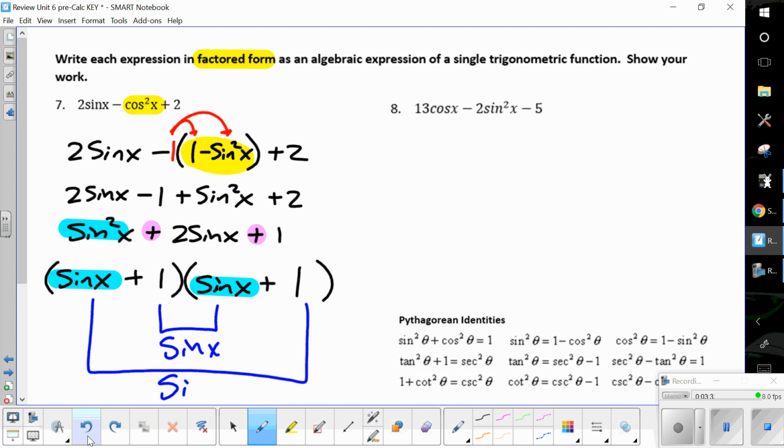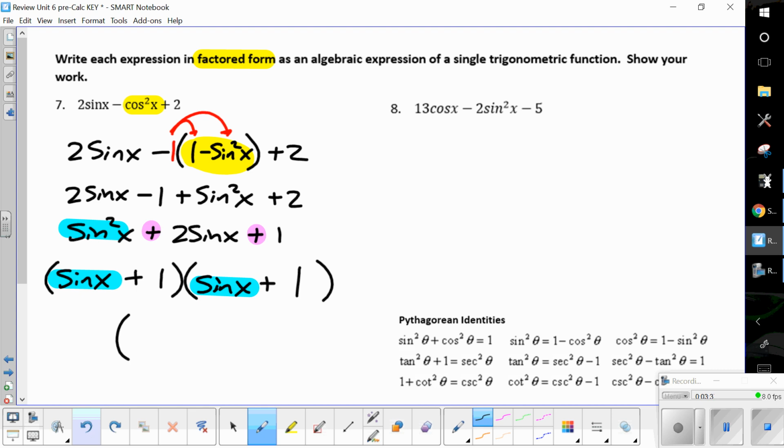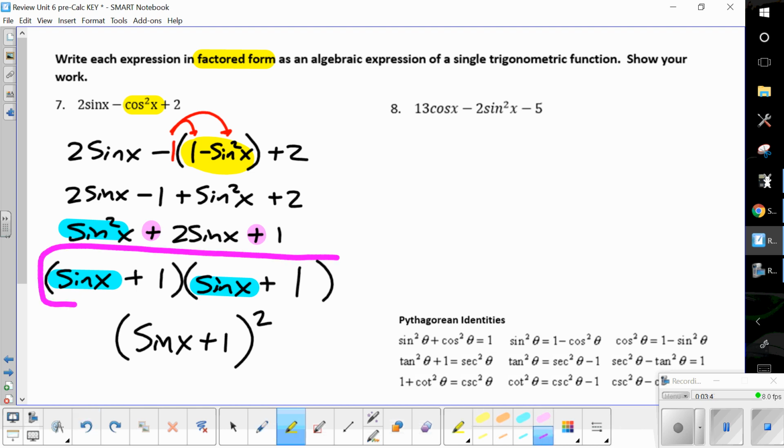Now, the last thing, you could leave your answer like this if you wish, but there is a better answer. And it would be sine of x plus 1 quantity squared. And either of those will work for answers. Okay, the second just being a little bit cleaner and nicer than the first.